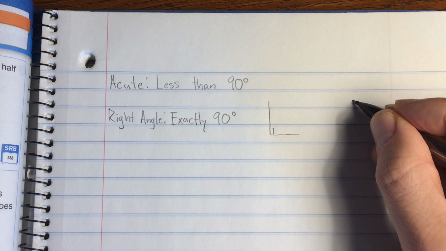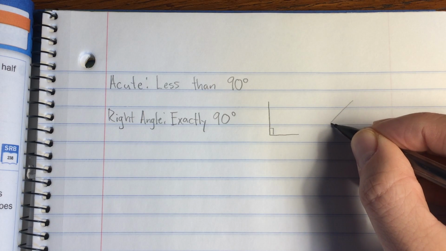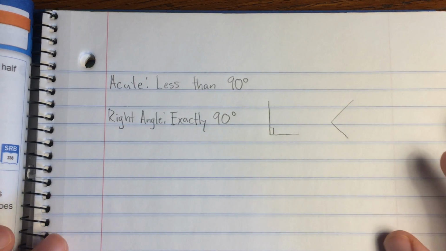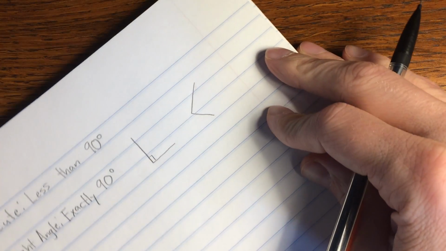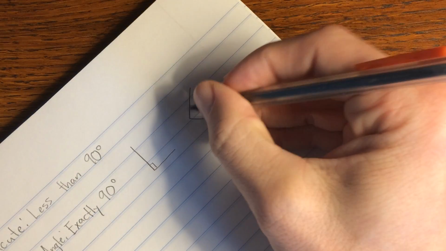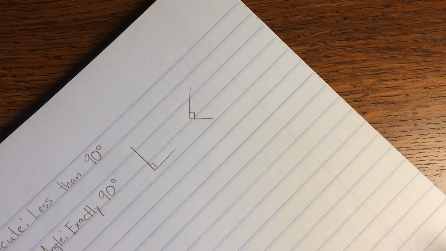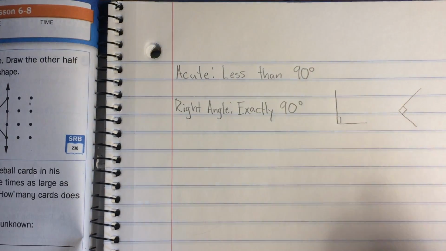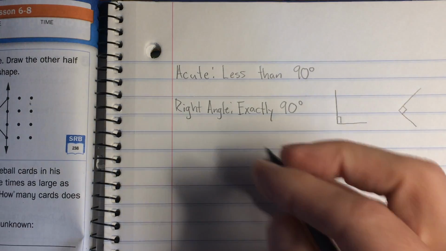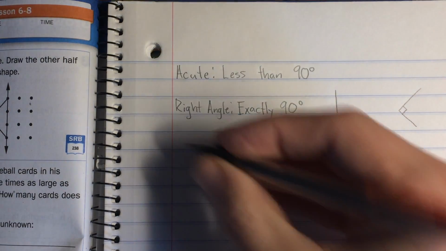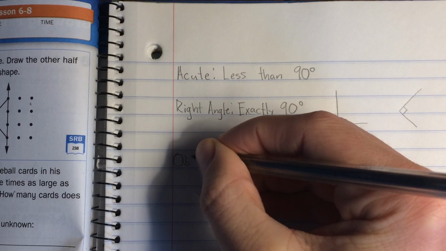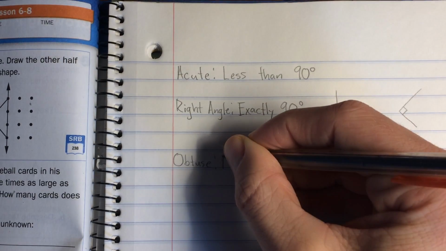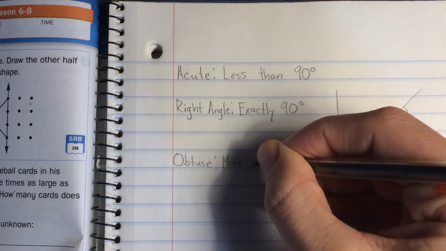Just keep in mind that a 90-degree angle can also be crooked as long as it's still technically an L shape. You might have to twist to see that perfect L. But this would still qualify as pretty much 90 degrees. Okay, so acute, less than that, smaller. A right angle is exactly that. Obtuse, if an acute is less than 90, then obtuse is more than 90 degrees.